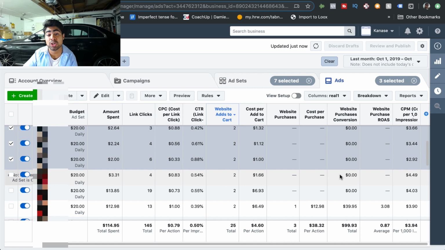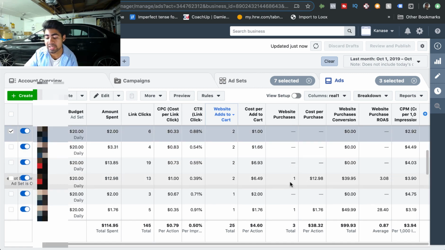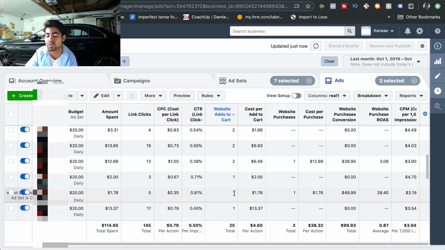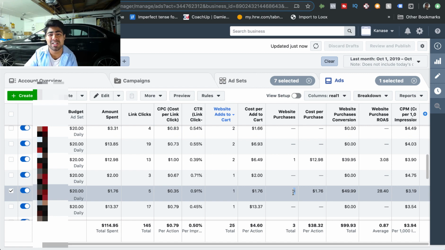Another one of the designs actually got 1 purchase, but that was kind of a lucky sale, because if we go ahead and look at that specific design, which is this one right here, there was only 1 add to cart done, and that add to cart turned out to be the purchase. So this is also known as a lucky sale.